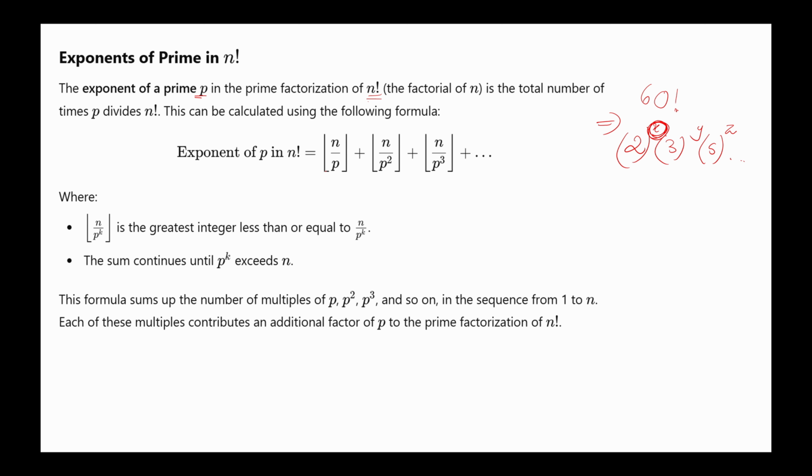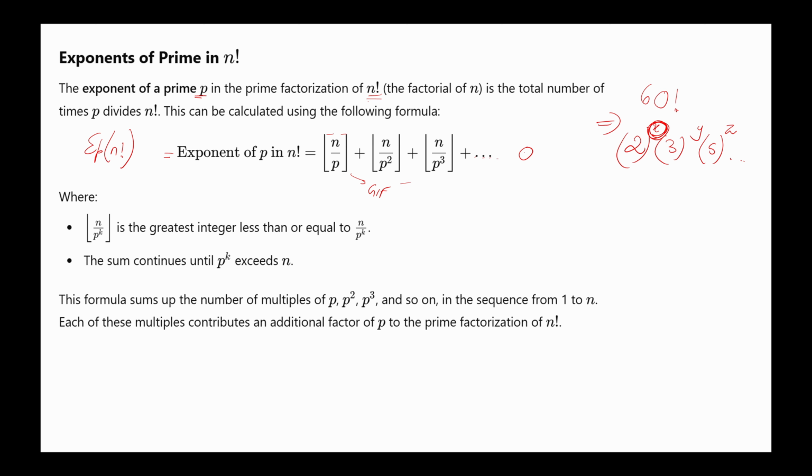Now, what is the formula to find out our exponent? It can simply be n by p plus n by p square plus n by p cube, and this goes on until we get 0. So first of all, this exponent of p is also represented as Ep of n factorial. Keep this in mind. We do this until we get 0. This is my greatest integer function, GIF.